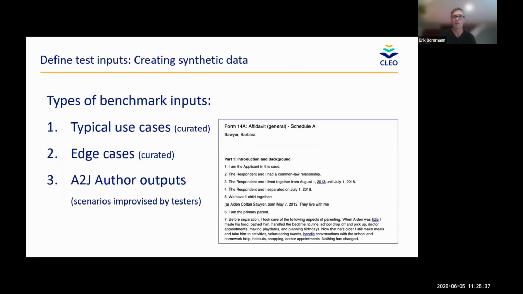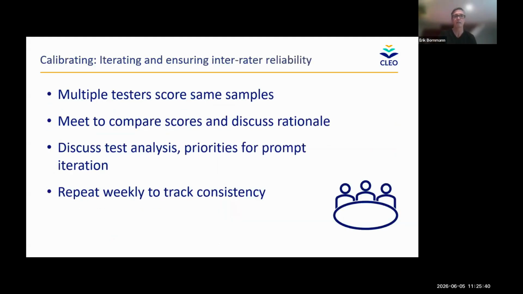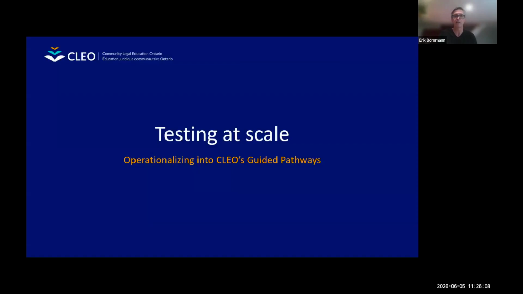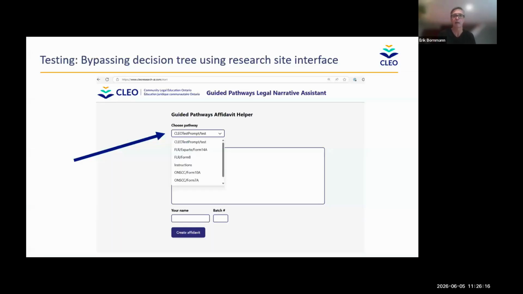We have different types of inputs that we use for testing. And our current cohort is 8 law students, and they're supported by 4 returning law students, and we meet to compare scores and discuss rationale. This allows us to work toward inter-rater reliability, where all the humans are scoring on the same basis to the extent possible. Now, this is all very labor intensive, of course, and we're focusing on just a few pathways at present. So how does this work at scale?